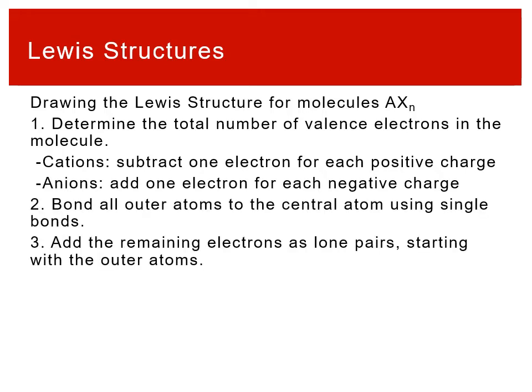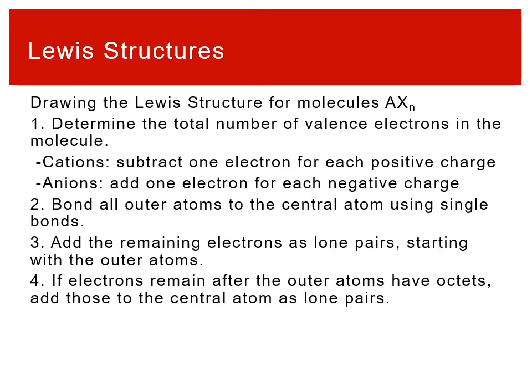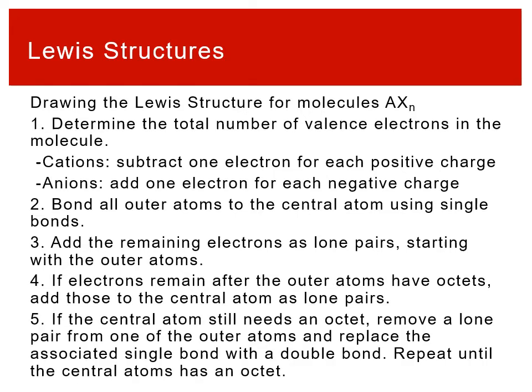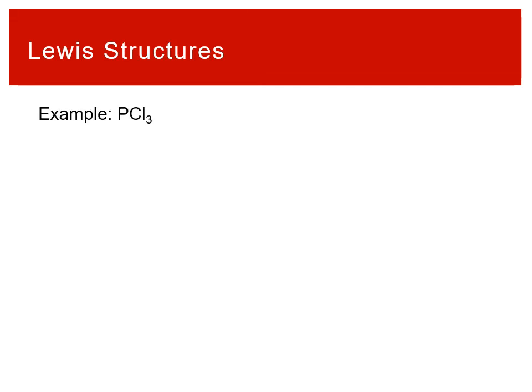Step 2 is to bond all outer atoms to the central atom using single bonds. Step 3 is to add the remaining electrons as lone pairs, starting with the outer atoms. If electrons remain after the outer atoms have octets, add those to the central atom as lone pairs. These steps are real long, so let's go through this piece by piece, look at an example, and follow this process. We don't need to memorize this all right now. Let's go ahead and look at an example.